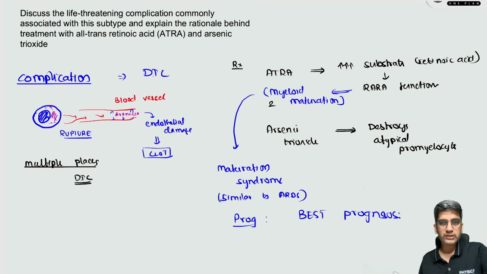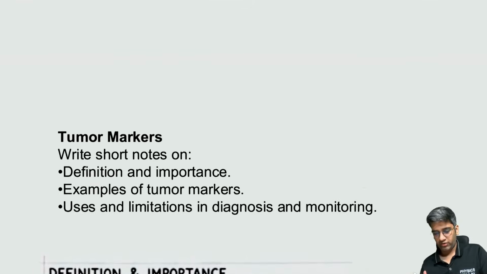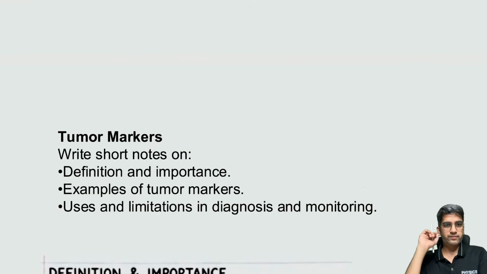Okay, done. Let's look at one short note. I'm sure you know the answer for these, all of them. Tumor markers. See, this is a very simple short note. Write about the definition, importance, few examples, and most importantly, the uses of tumor markers and also what is the limitation of tumor markers.